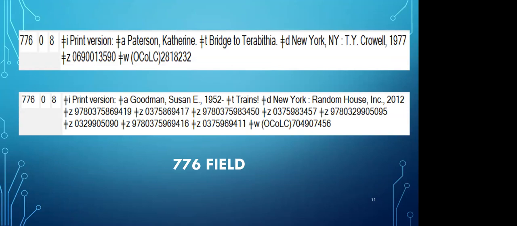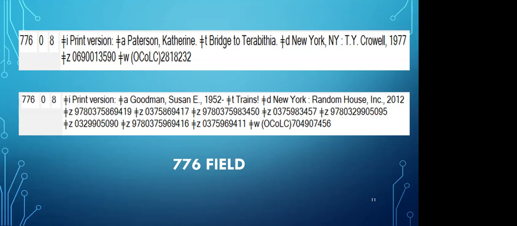The first indicator 0 equals display note, and the second indicator 8 equals no display constant generated. Subfield I is used for the relationship information, which in this case is print version. Subfield A is used for the main entry heading, in this case the author's name. Subfield T is used for the title. Subfield D is for the place, publisher, and date of publication. Subfield Z is the International Standard Book Number, or ISBN, and subfield W is the OCLC record control number.